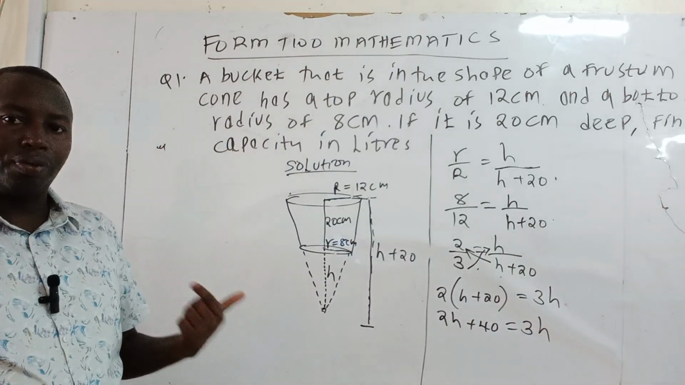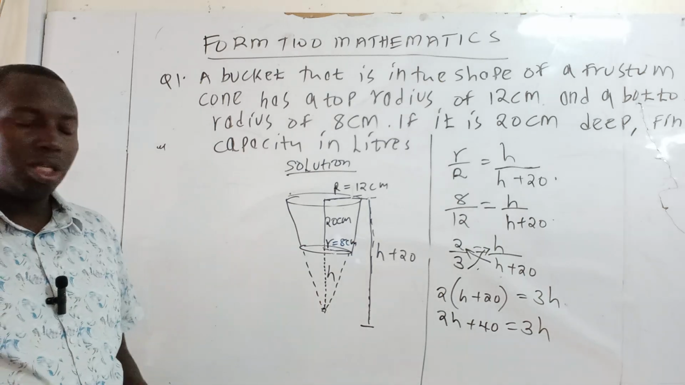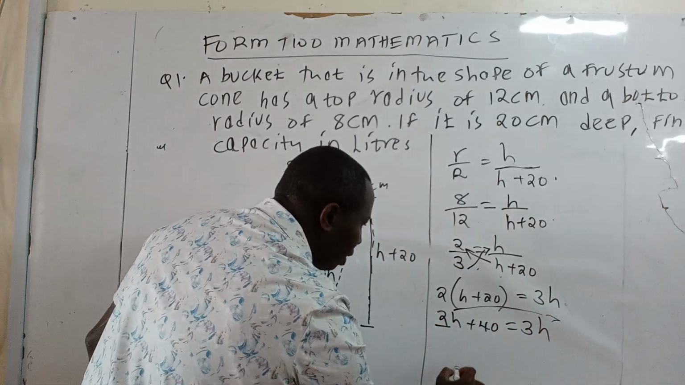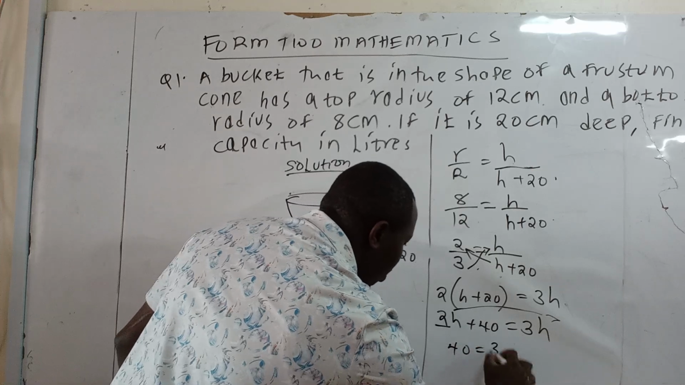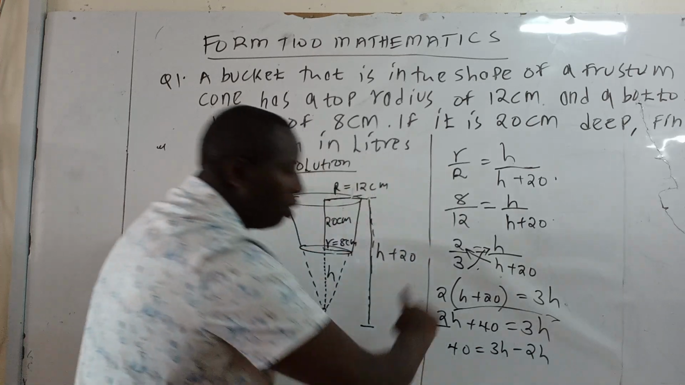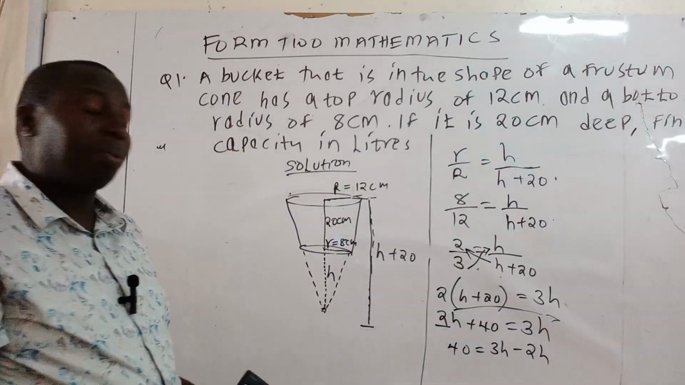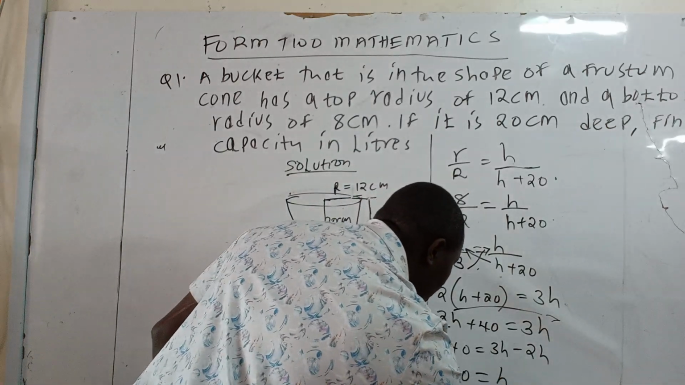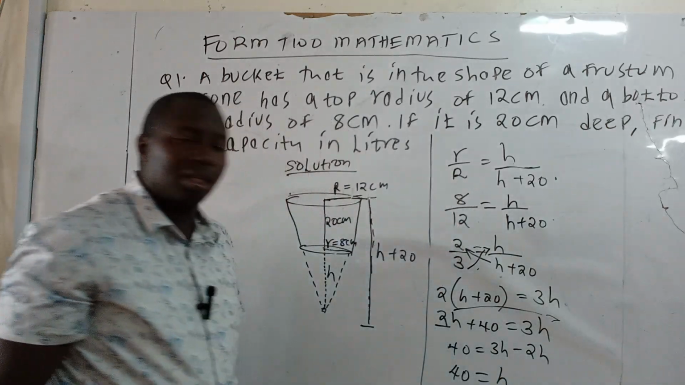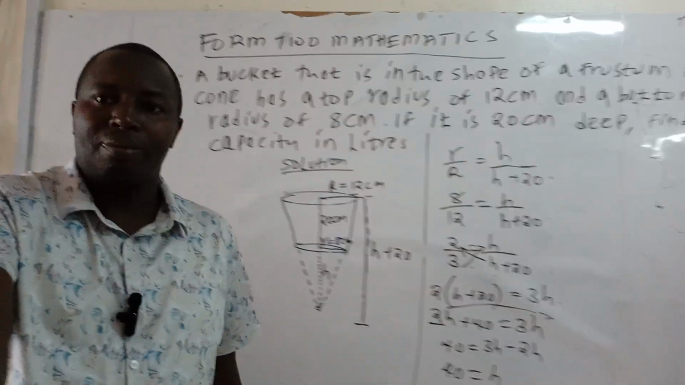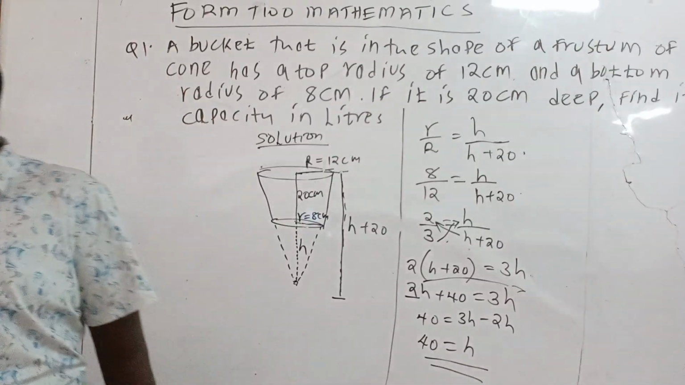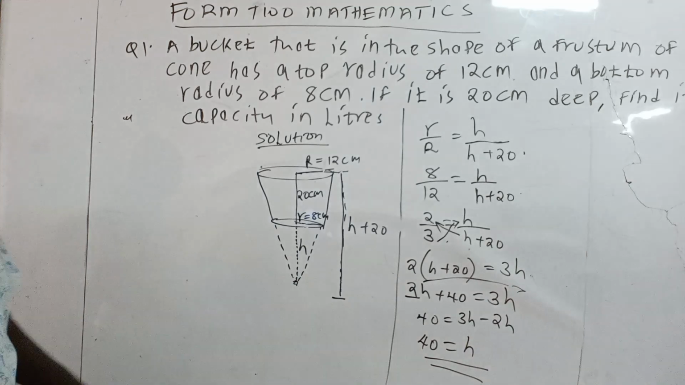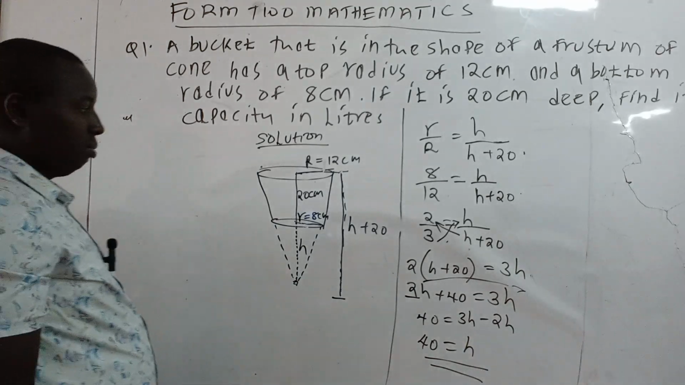So you want to get the height of this cone that has been cut. So take this 2h to the right, and you say 40 is equal to 3h minus 2h. Also on the right hand side, you are supposed to subtract. So therefore you get 40 is equal to h. So the height of the cone that has been cut is 40 centimeters.